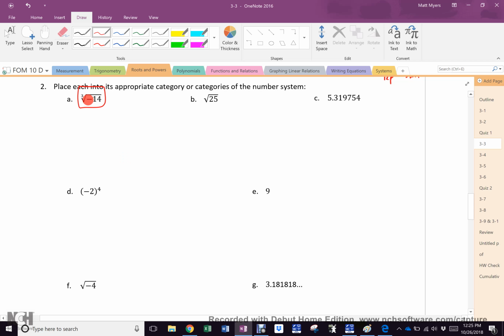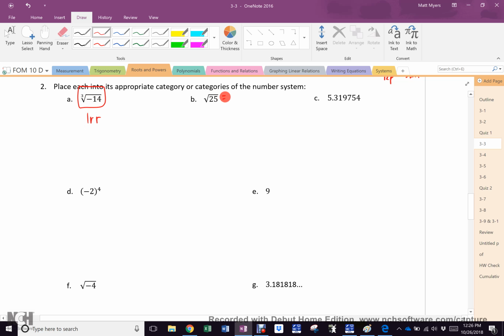Let's pretend. Did you even need to? Does 14 have a cube root? Is there a number times itself thrice that is 14? No, because 1 times 1 times 1 is 1. 2 times 2 times 2 is 8. 3 times 3 times 3 is 27. So this can't possibly have a whole number cube root, can it? So it is irrational.